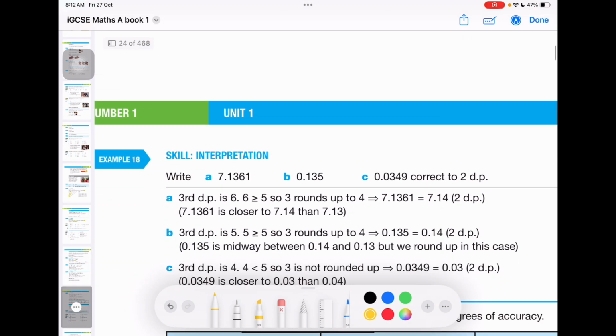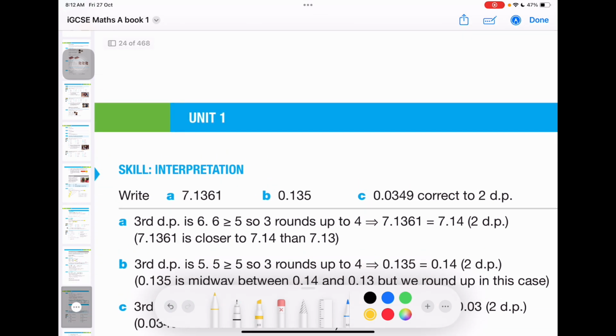An example over here: if we are interested in 2 decimal places, we take the guide from the decimal point over here and label it as 1, 2. If you would like to round it to 2 decimal places, we look at the third decimal place to determine if it's going to be rounding up or rounding down. In this case, we have 6. Therefore, we are going to round the value of 7.1361 upwards to 7.14.